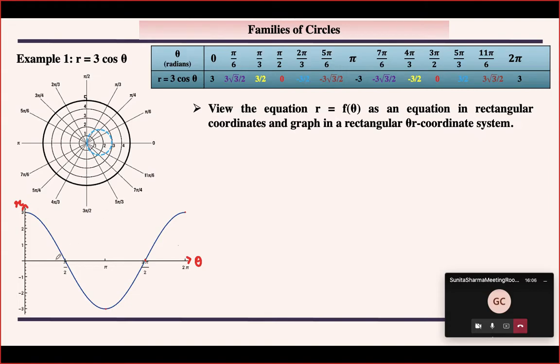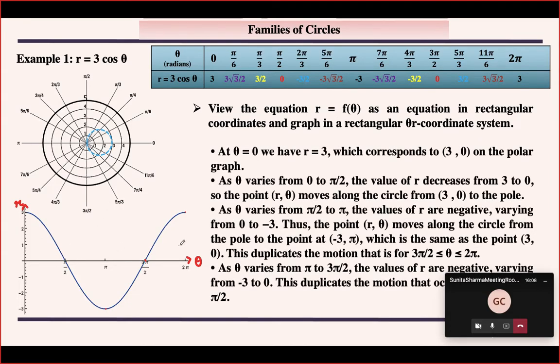Once we draw this graph, we have some information about the shape or the behavior. Firstly, when theta is 0, r is 3, which corresponds to this point. This is the first point which we took here, theta 0, r 3. This gives us the first point.